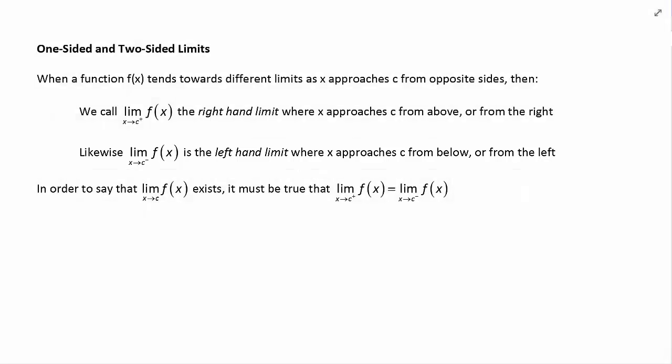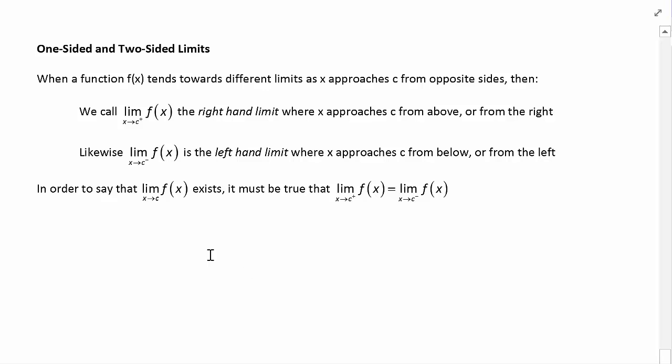So in order to say that the limit of f of x as x approaches c actually exists, it must be true that the left-hand limit and the right-hand limit are equal to each other. In class, we'll take a look at something called the greatest integer function and explore this concept of one-sided and two-sided limits a little bit more with that. So please ask about that if I forget to do so.